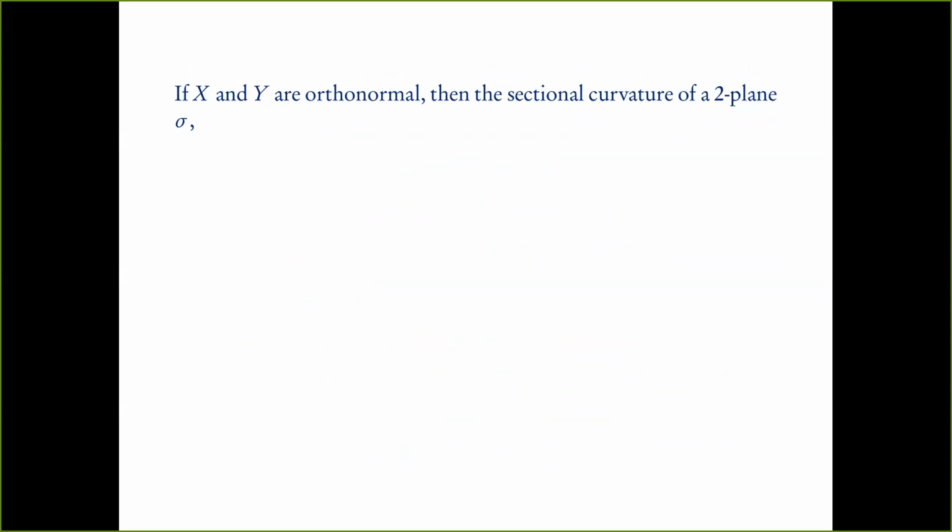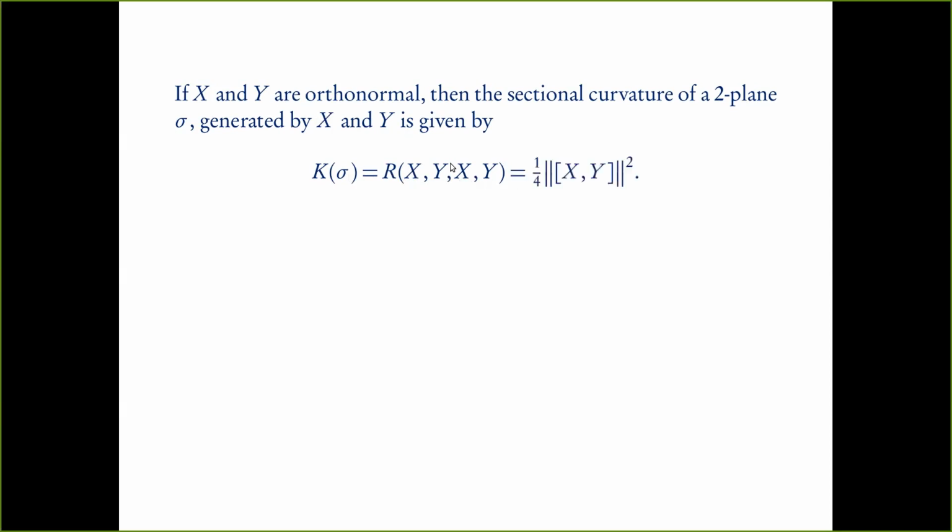I'll interpret how this two plane relates to the Gaussian curvature perhaps in the next lecture. But if I look at the two plane generated by x and y, call it sigma, then the sectional curvature for sigma is given by Rxy, xy. And this is because x and y are orthonormal, so you do not have to divide by the area of the parallelogram.